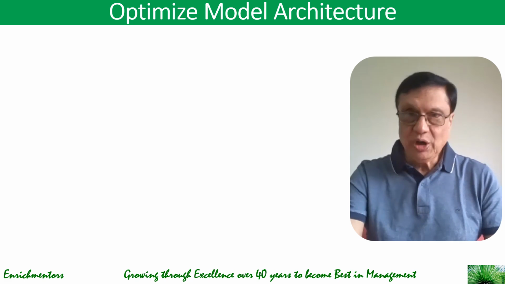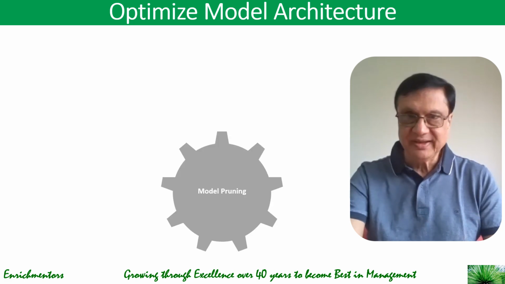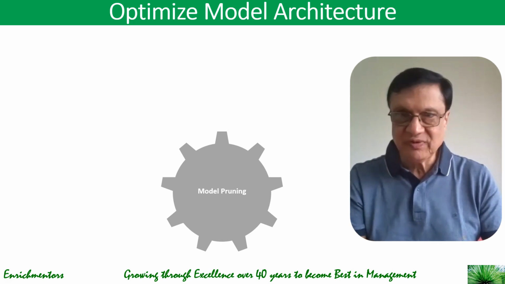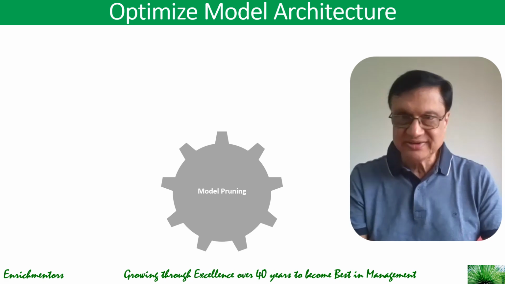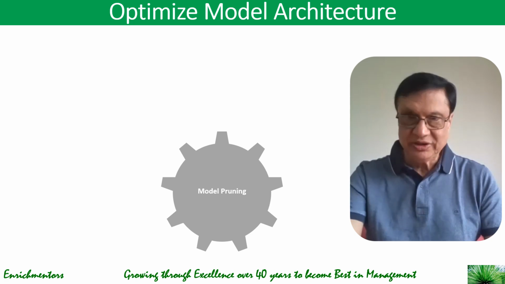So model architecture optimization, you can do three things. One is model pruning, in which you remove redundant neurons and connections from the model. Basically, that will help you reduce its size and improve inference speed without significantly compromising the accuracy. So that is the one thing that you can do.